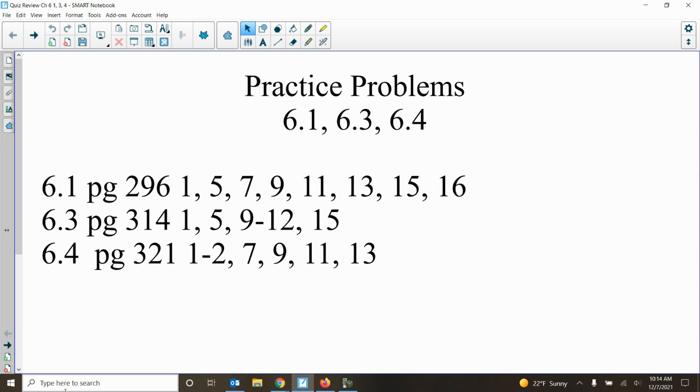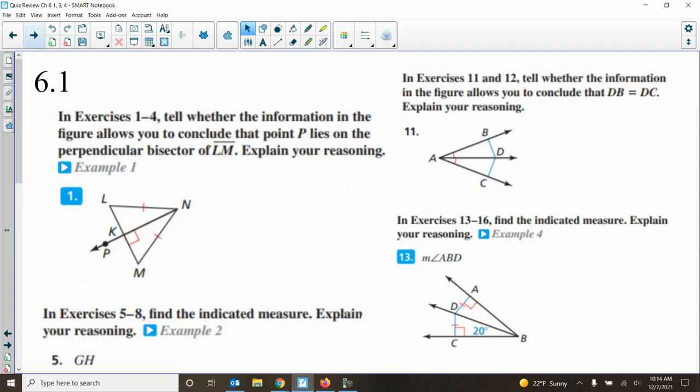Here we go. In exercises 1 through 4, tell whether the information in the figure allows you to conclude that point P lies on the perpendicular bisector of LM. Explain your reasoning. So, does P fall on the perpendicular bisector of this segment? Well, let's see. We've got a perpendicular line passing through. Okay, we see that because of this. Also, we have that LN and NM are congruent to each other.